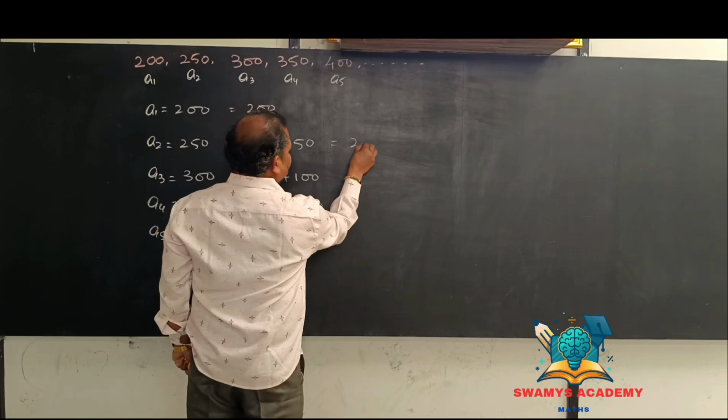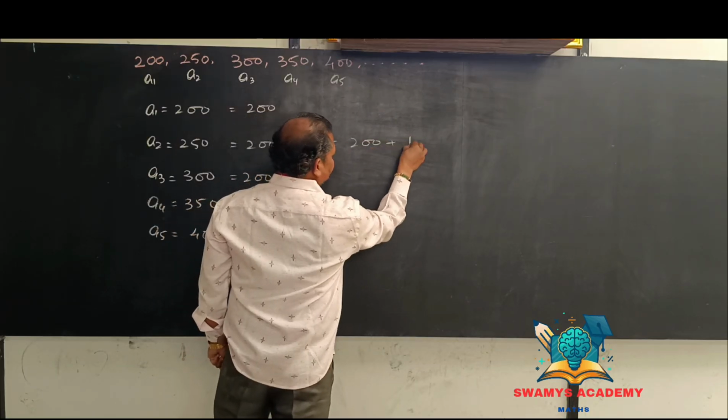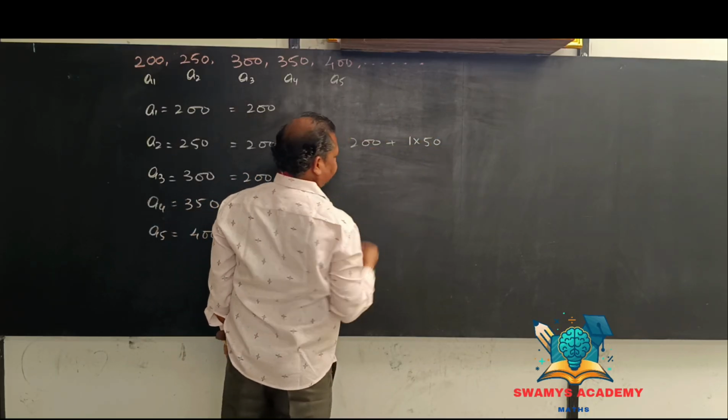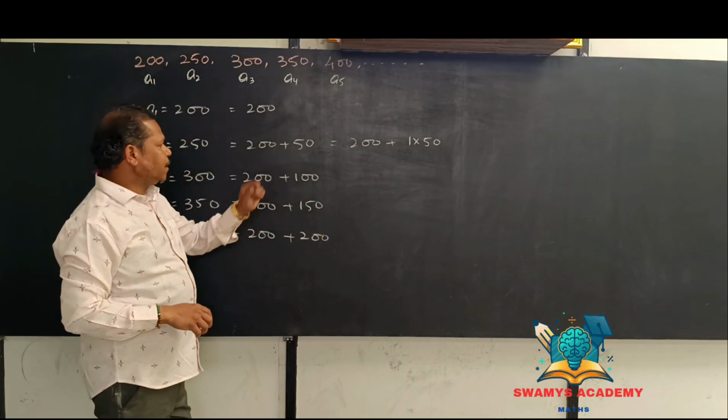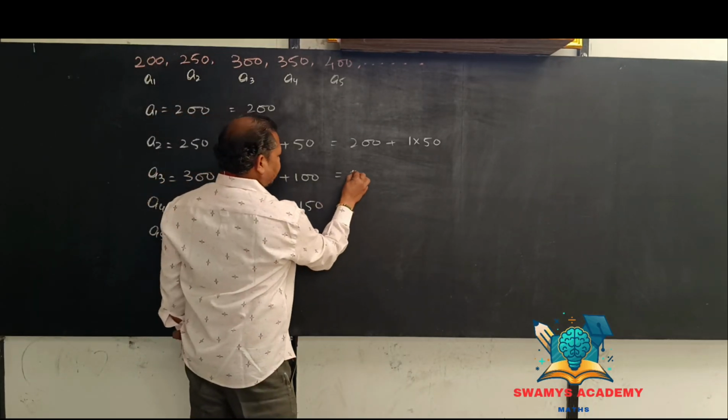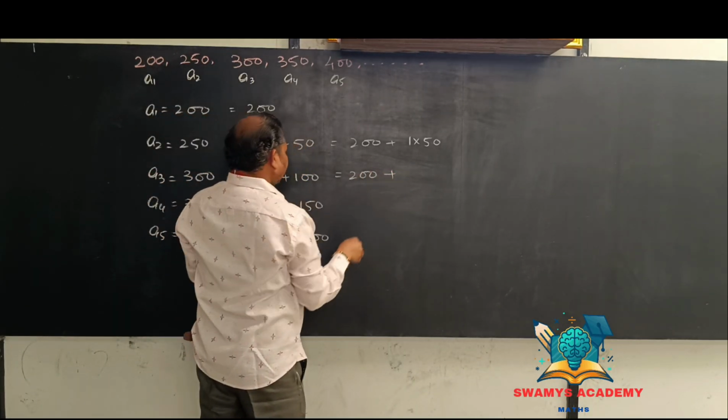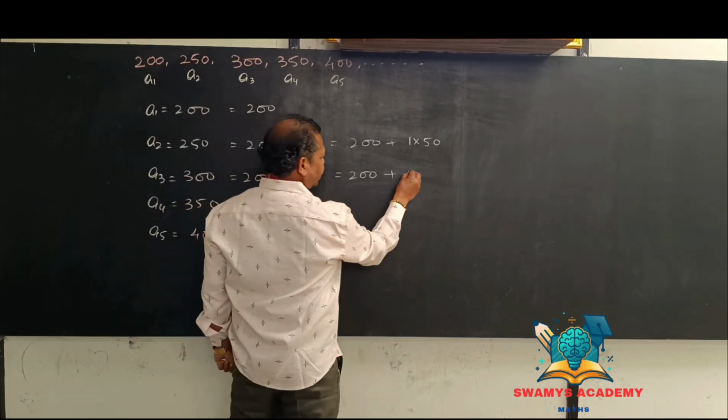Next again, 200. 50, what I can do is 1 times 50. So what can I write here? 1 times 50. And next, 200 as it is. 100, what can I write here?